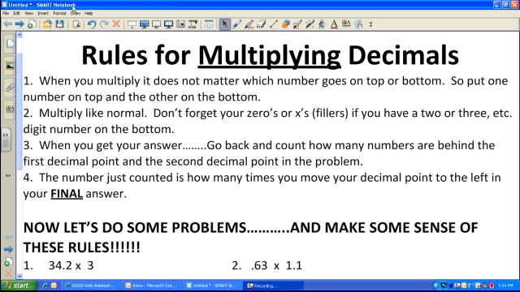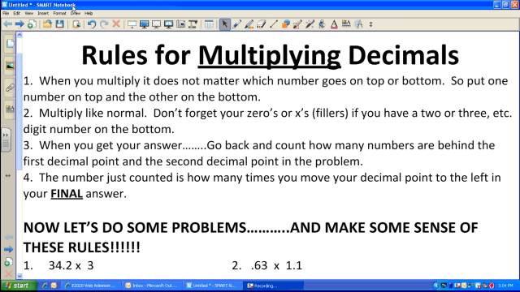The second step says multiply like normal. So we're kind of ignoring the decimal point at this point. We're just multiplying as if they were just whole numbers. Don't remove the decimal point yet. Don't forget to add your zeros or x's for fillers like we did when we practiced multiplying with whole numbers.